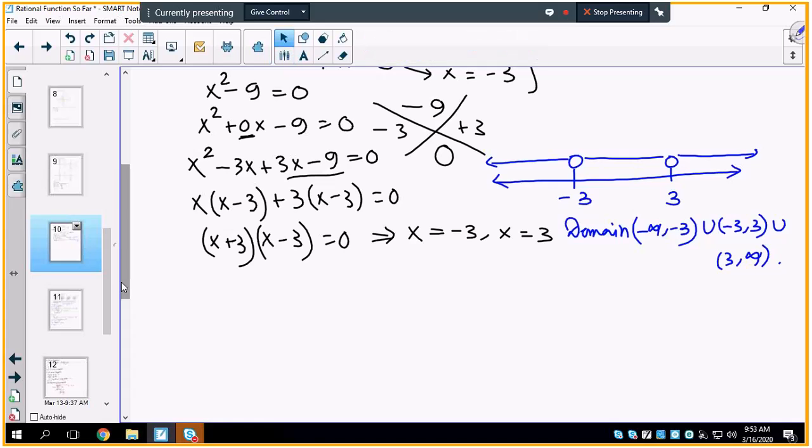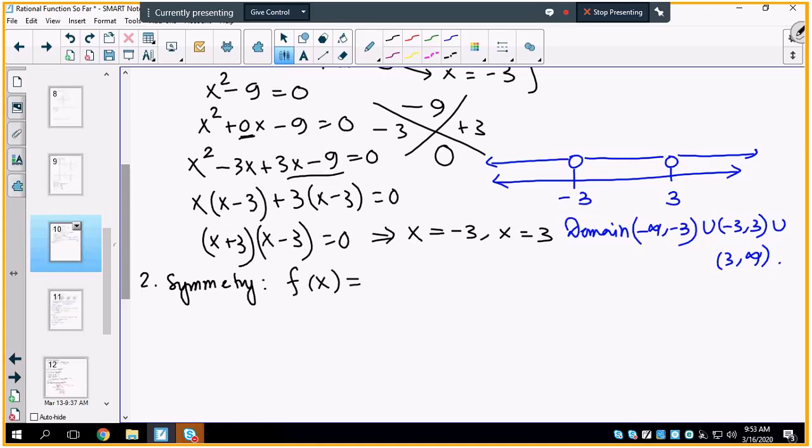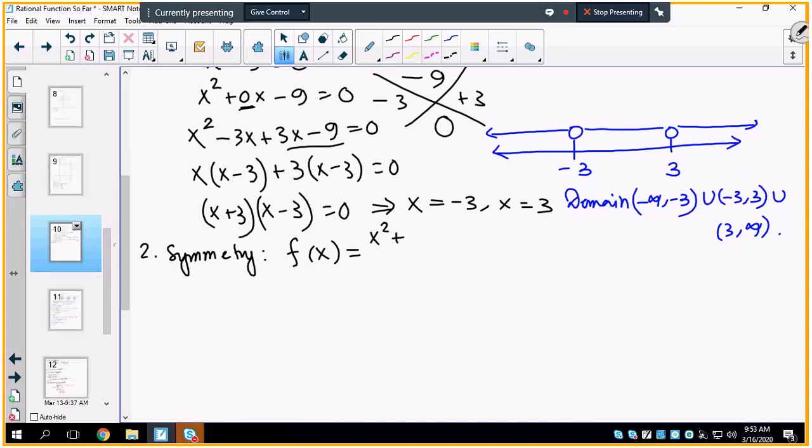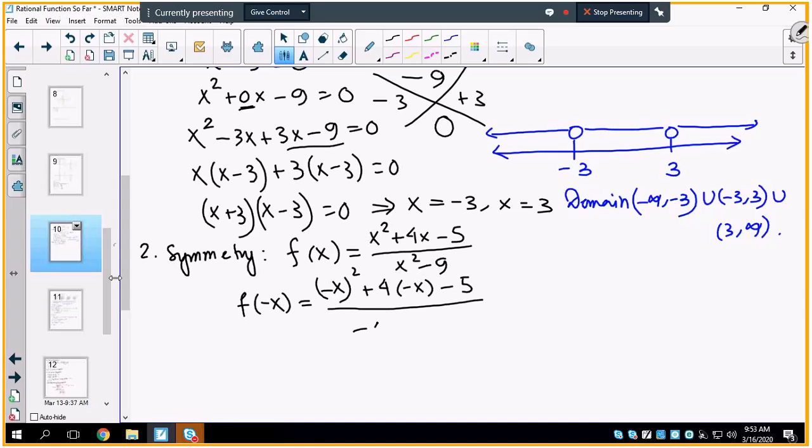Step number 2 is talk about the symmetry. To find the symmetry, I'm going to write down f(x), which is your given function, and that function is x squared plus 4x minus 5 over x squared minus 9. And then you're going to find f of negative x, which is equal to negative x to the power 2 plus 4 times negative x minus 5 over negative x to the power 2 minus 9.